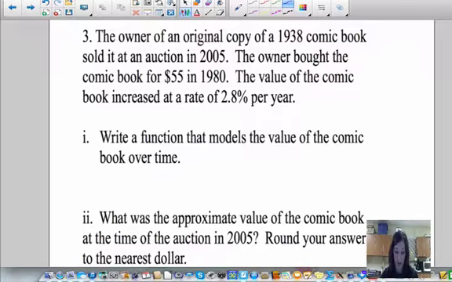So this is the podcast for this section of 7.4 over exponential growth. The next section is going to be talking about exponential decay, which is a little bit different. So please make sure you remember to write this down in your ISN.